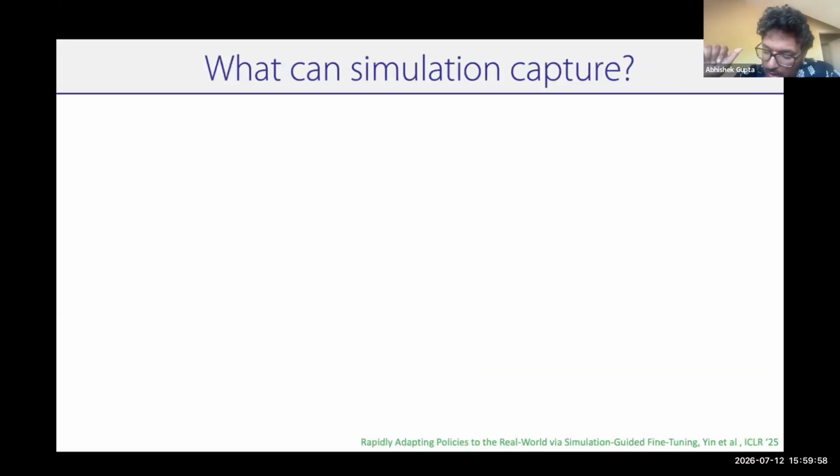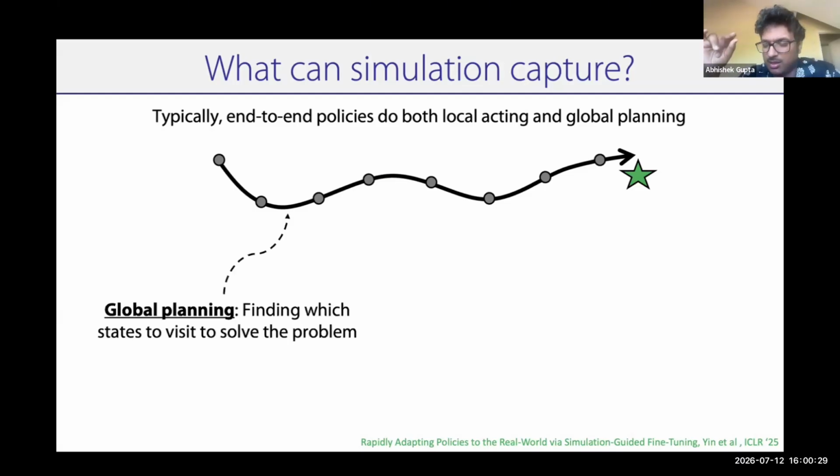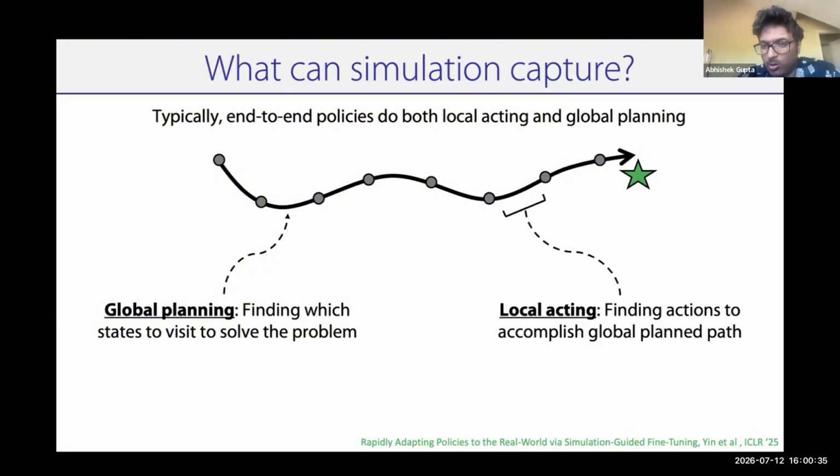Okay, so the high level question that we need to think about is what can simulation actually capture? What is it good at capturing, right? So in general, I think of a policy as kind of doing two things. One is it's kind of doing global planning. It's figuring out that if I have to do furniture assembly, I have to reach towards the object, I have to pick it up, I have to approach it at a certain angle, and so on, right? And then it's actually figuring out what the low-level actions are to execute those things and how you apply the forces on the robot at every step. Right? And so you have this process of global planning, right? Figuring out the strategy to solve your problem and which states you visit. And then you have local acting, right? Figuring out what actions go between those states.